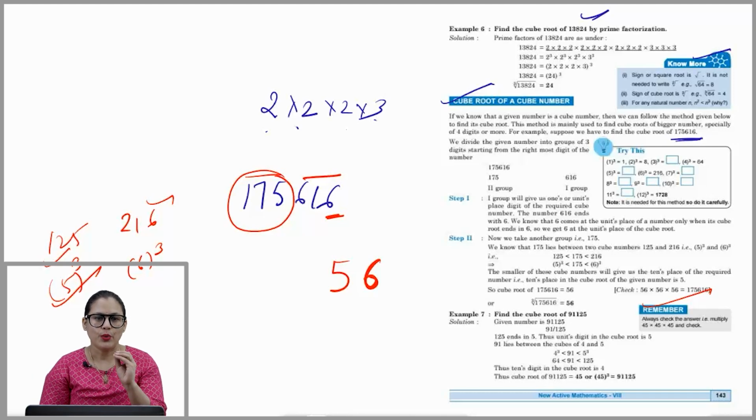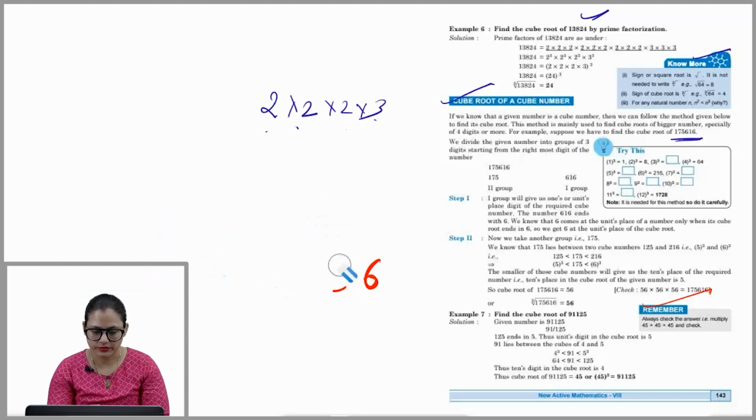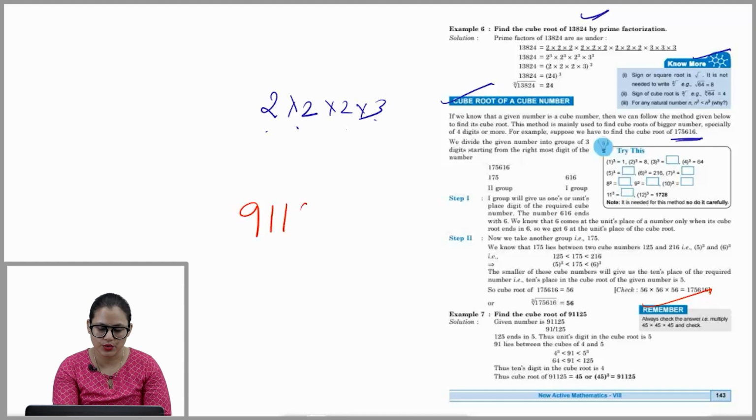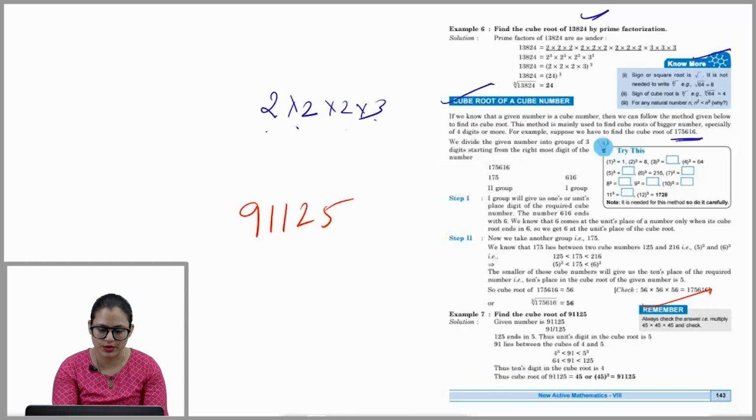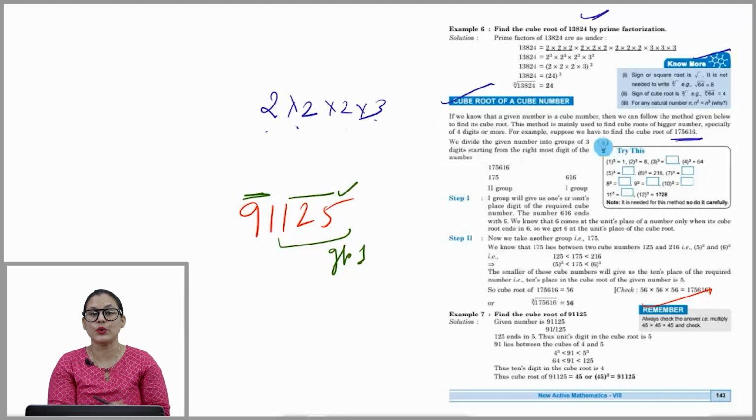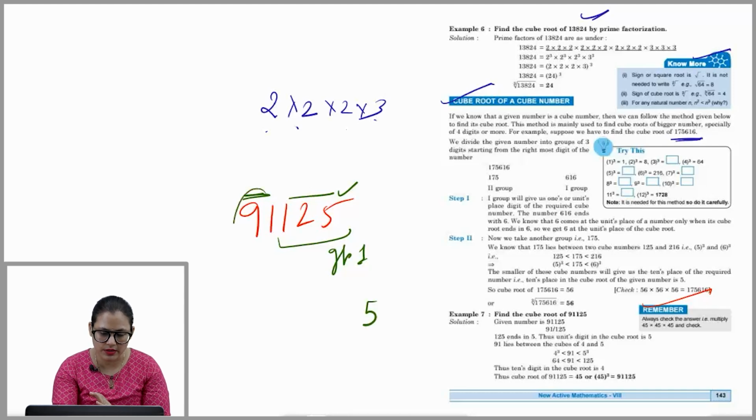Now we have to find the cube root of this number, 91125. Starting from the right side, make groups. So this is group 1. It ends in 5 at the unit place. The cube of 5 is 125, so 5 comes at the unit place. So here 5.